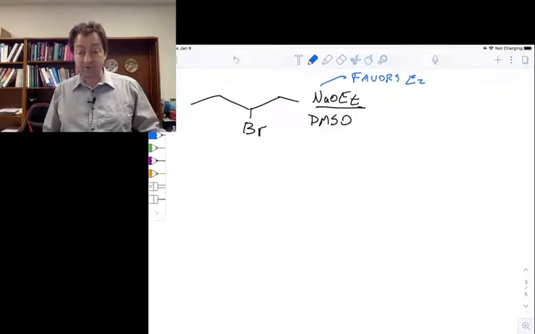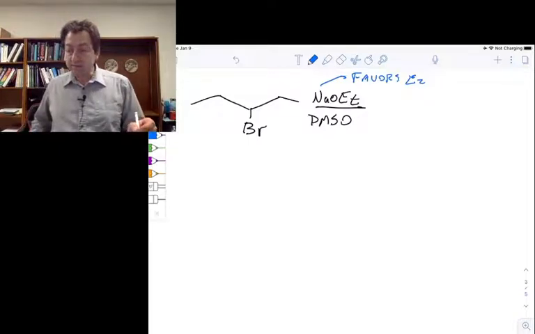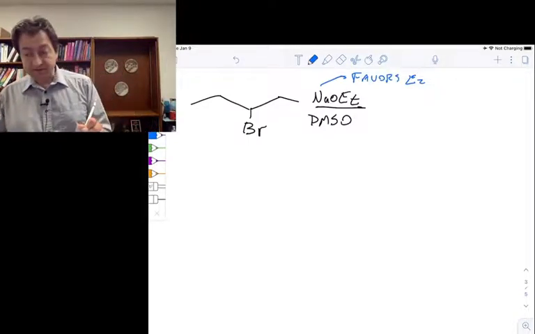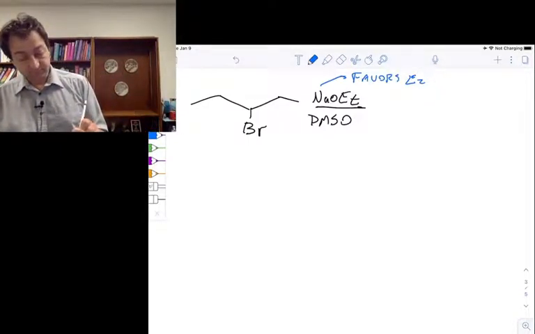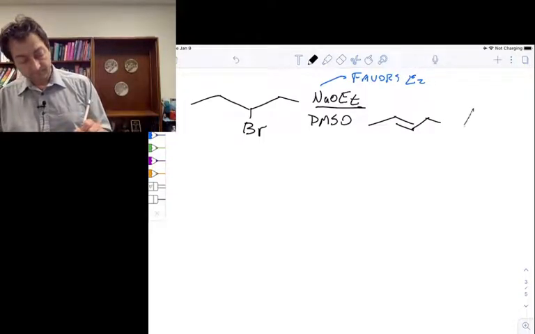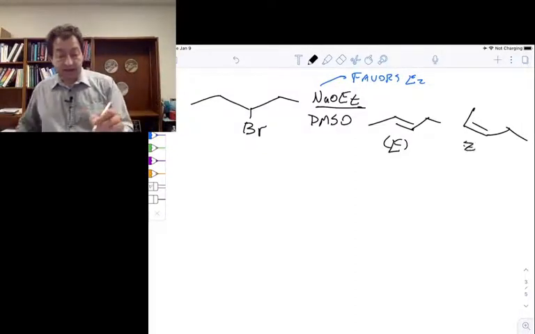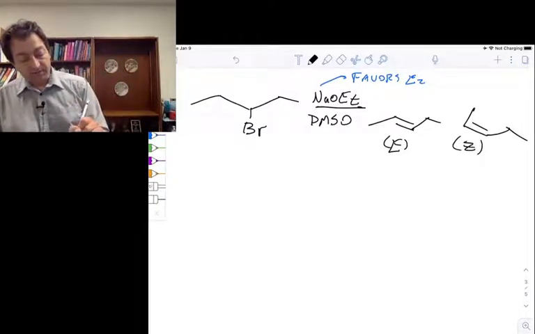So we're going to strongly favor the E2. The sodium ethoxide favors E2; it's more of a base than a nucleophile. And what we can observe are two possible outcomes for this reaction. That's the E versus Z alkene, and here the E will be the major product.